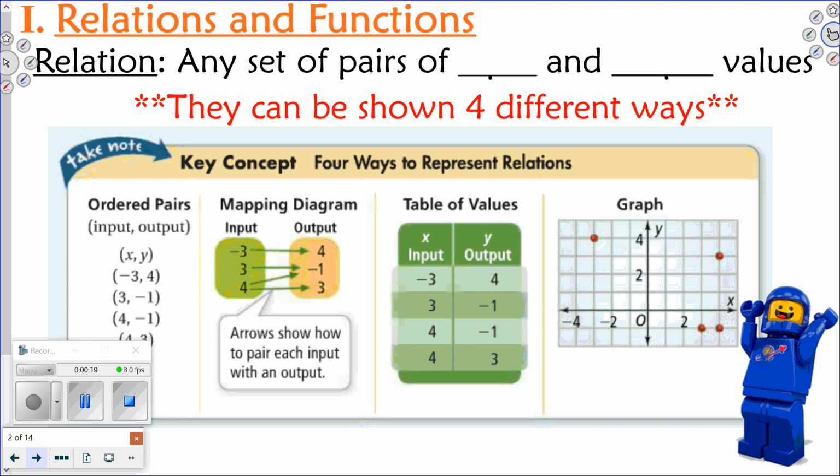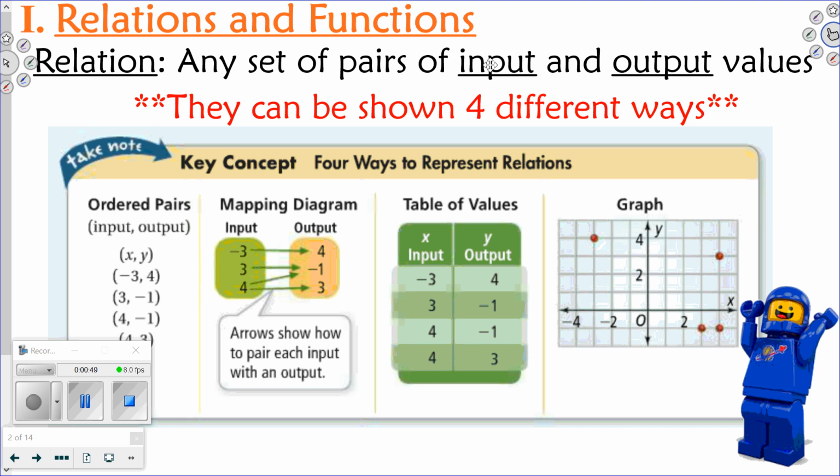It is any set of pairs of input and output values. Okay, input and output. Now they can be shown in 4 different ways, and I'm sure you've probably seen at least 3 of these ways before. First way is ordered pairs, right? We know ordered pairs, X and then Y. Table of values, I'm sure you've seen XY tables before. I'm sure you've plotted points before.